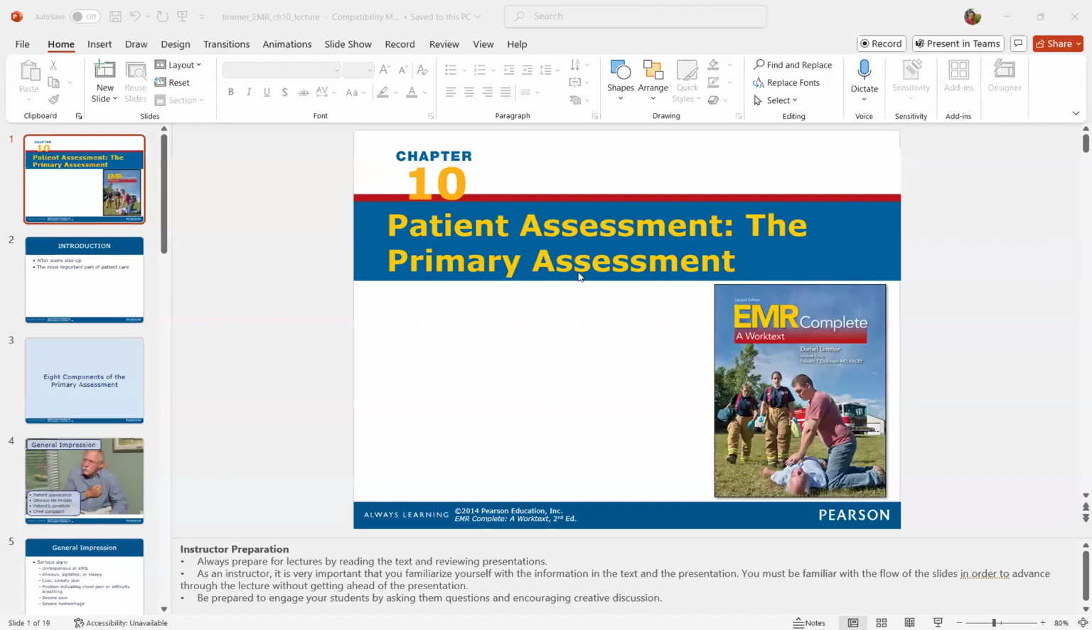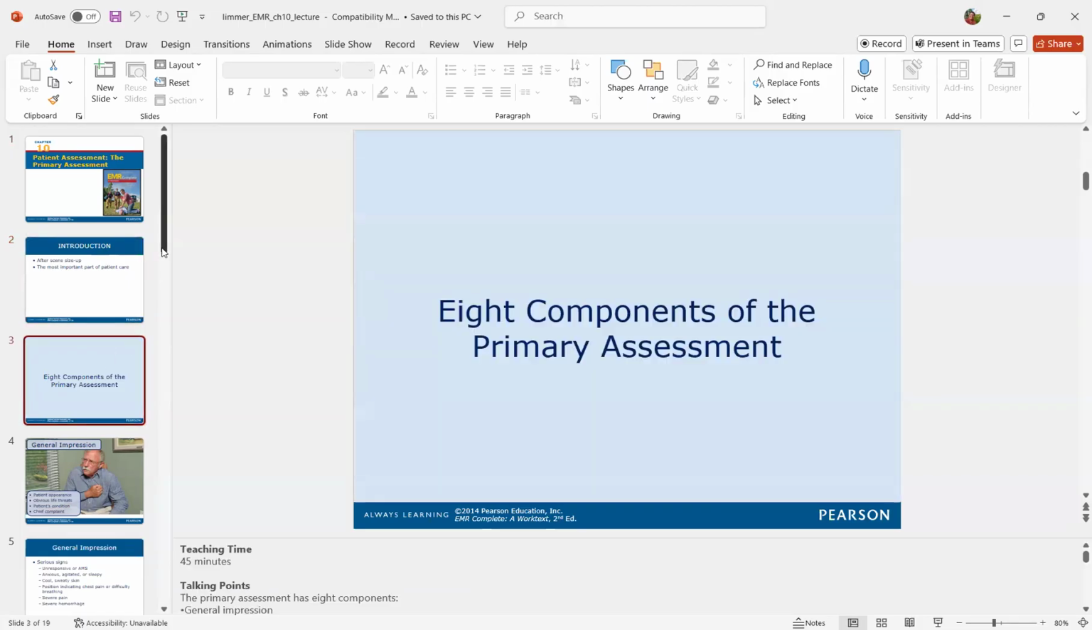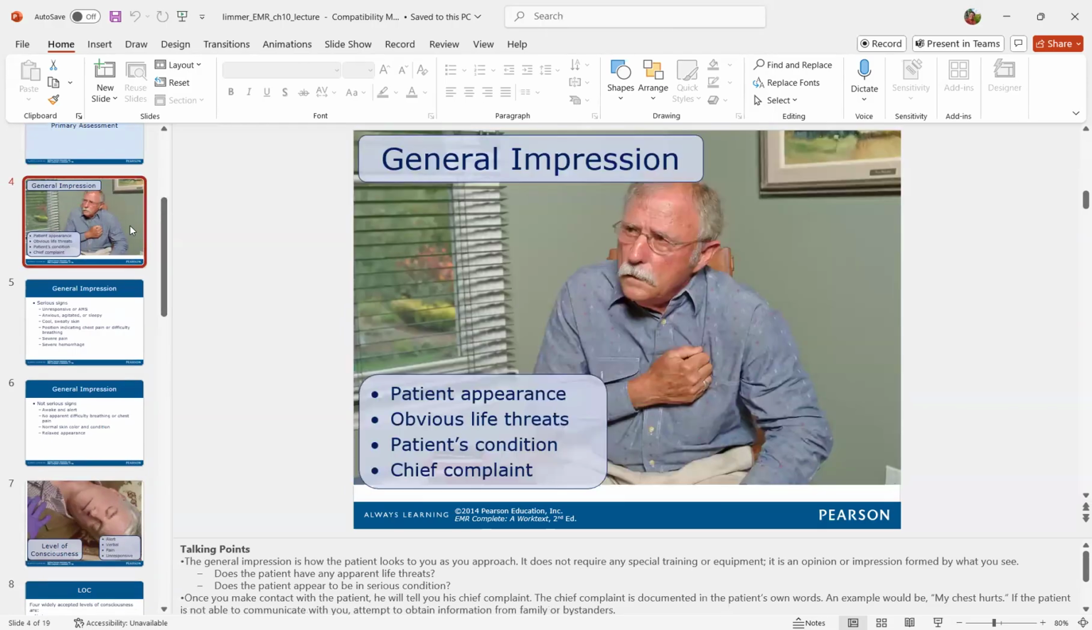So now we have chapter 10, which is our last chapter of the night, which is primary assessment. And this one's pretty short. Primary assessment is going to be after we do our PPE, scene safe, mechanism of injury, number of patients, additional resources, maybe taking C-spine manually. Now we want to do the next step. This is the most important part of patient care, our primary assessment. So the 8 components of our primary assessment, and we'll talk more about these in depth as we go through, but general impression.